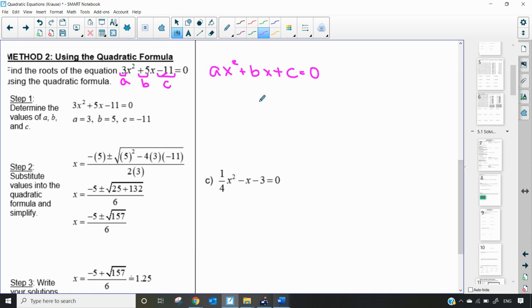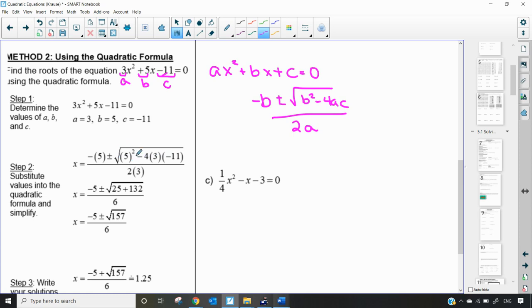Then we're going to substitute into our formula. So again, we have negative b plus or minus the square root of b squared minus 4ac all over 2a. Our b value is 5, so we've got negative 5. If that b value had been negative, we would have had a negative, which would become a positive. So here we have negative 5 plus or minus the square root of b squared, so 5 squared. Brackets, again, are important because if this had been negative and we didn't put the brackets, we would end up with the wrong answer. So 5 squared minus 4 times 3 times negative 11.